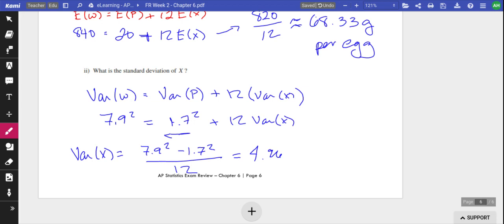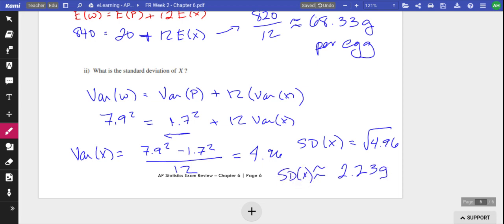And remember, we want standard deviation. And so it's going to be the square root of 4.96. So that's going to be approximately equal to a variation of 2.23 grams. So standard deviation of an egg. Okay. So that's that.